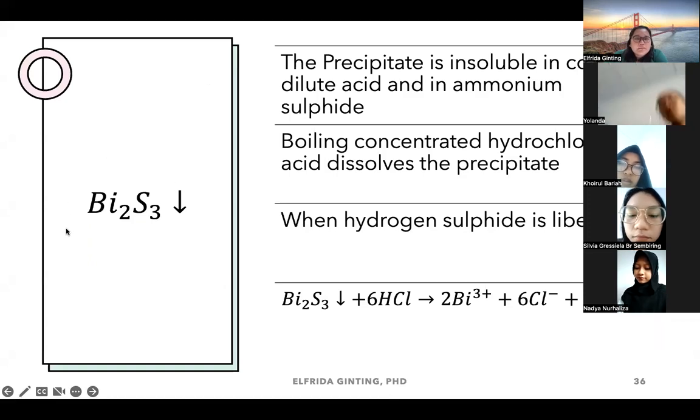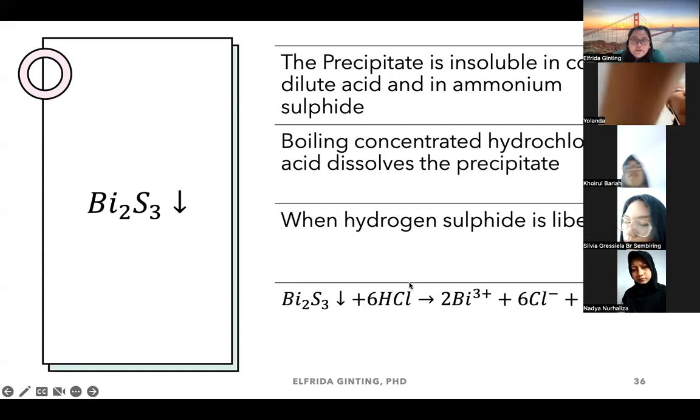Now, this bismuth sulfide won't be dissolved in cold dilute acid or in ammonium sulfide. But if you have hot concentrated hydrochloric acid, this bismuth sulfide will be dissolved. So you can see the reaction here. You have bismuth sulfide as the black precipitate. You add hydrogen chloride, but the hydrogen chloride should be boiling. And you will form bismuth 3 plus, which means the bismuth sulfide is already dissolved. Another thing for this reaction, hydrogen sulfide gas will be released.